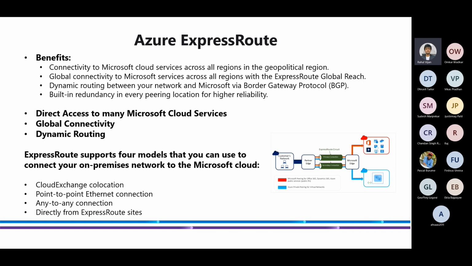Then there is global connectivity again, which we explained. Dynamic routing is the same thing. Then Express Route supports four models that you can use to connect your on-premise network to Microsoft Cloud.